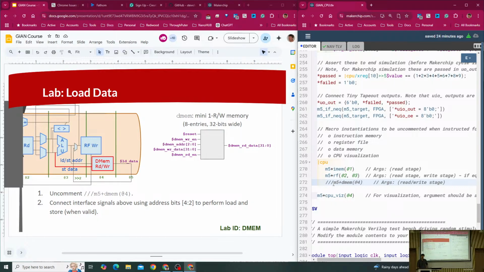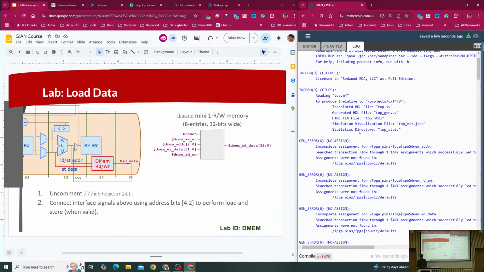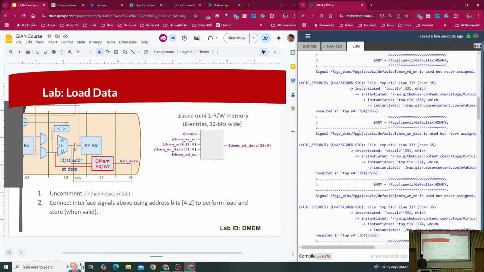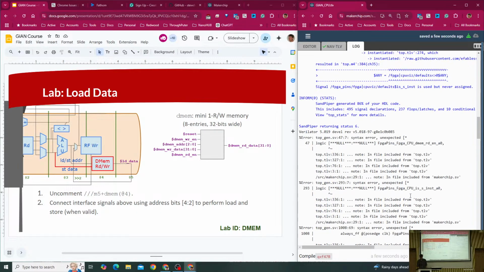Should we talk this one through? So let's delete DMEM. I'm going to compile just to see what we get. It looks like we get a bunch of confusing messages. Yes, we do. Oh, no, these aren't so bad.